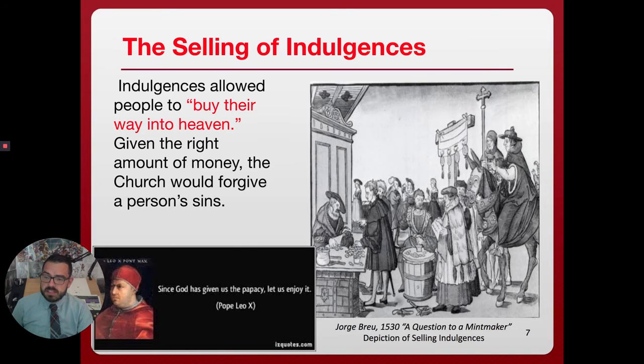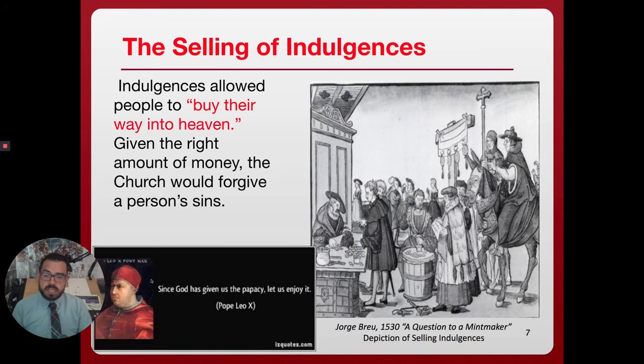There was a saying that as soon as a coin in the coffer clings, a soul from purgatory springs. I think I'm messing that up. But the idea was you just go up to this guy here in the picture and pay him some money, and you'd get a certificate. That would mean you spent less time in purgatory.